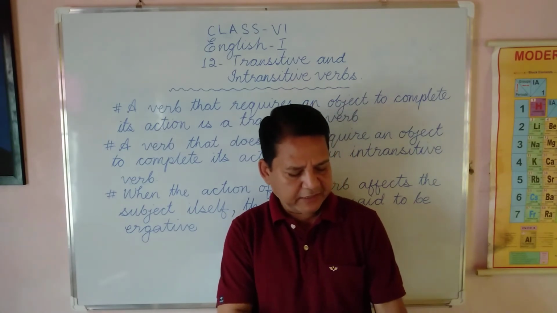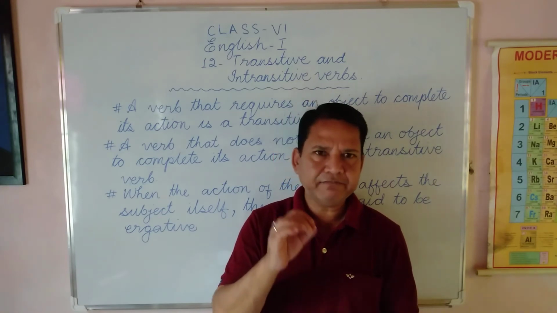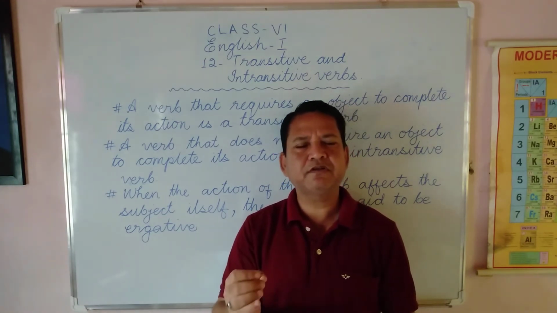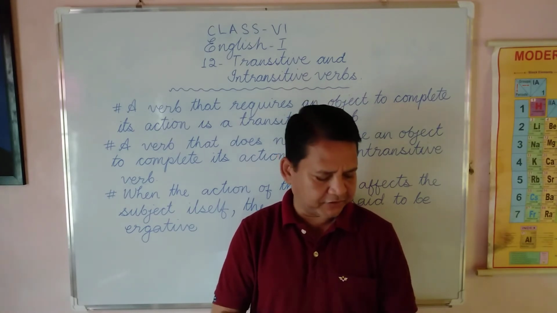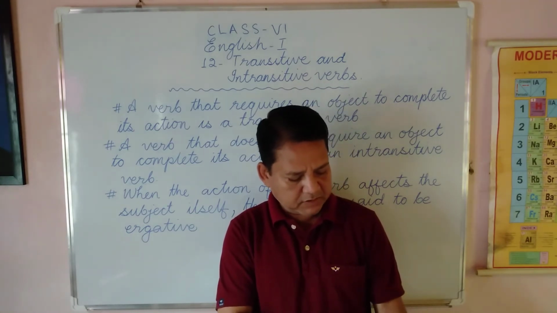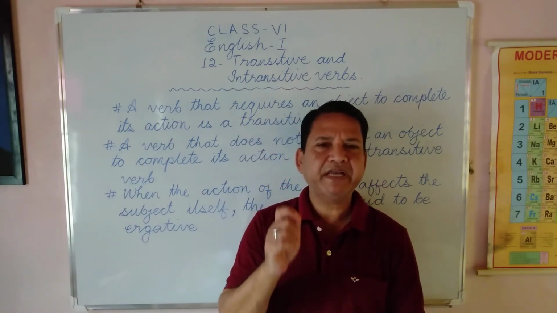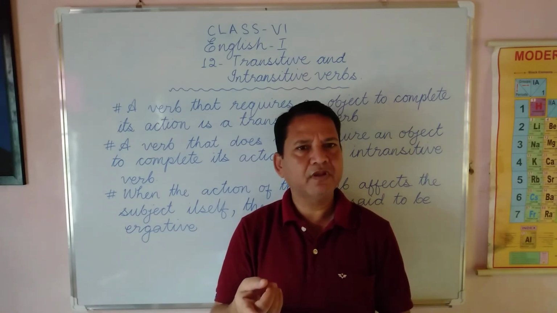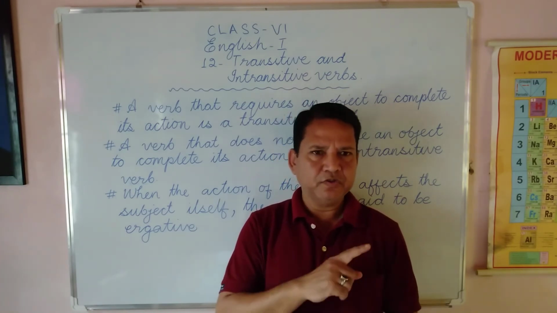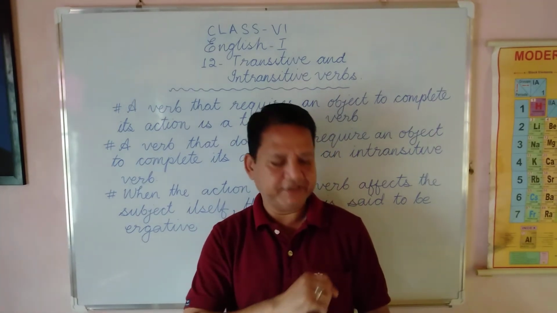Number 3, they left before the match began. Left is the verb, but after the verb left, object is not there, so it is intransitive. Number 4, the mother bought an ice cream for the child. Bought is the verb, and what did she buy? Ice cream. Ice cream is the object, so it is a verb with an object, so it is transitive.